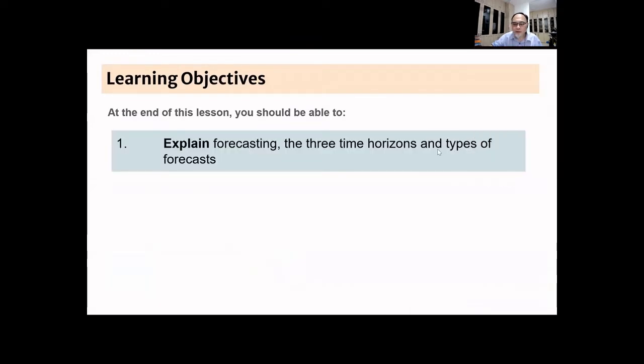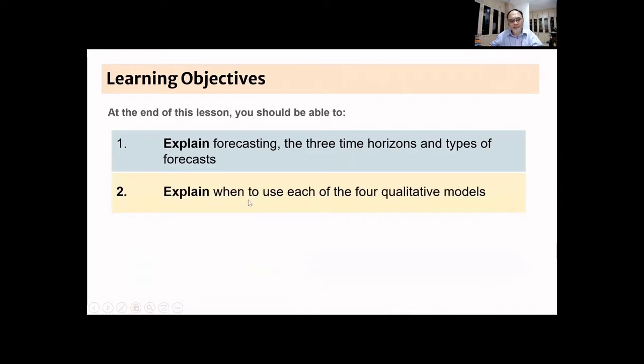explain about forecasting to you. I mean, you should be able to explain forecasting and the 3 time horizons that are used for forecasting, the type of forecasting. So basically, we want to start by understanding what forecasting is. Then we will look into the models or the methods for coming up with forecasts. So there's 2 main methods.